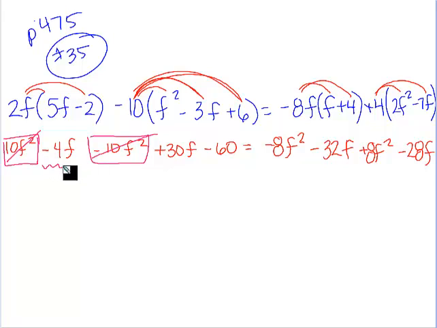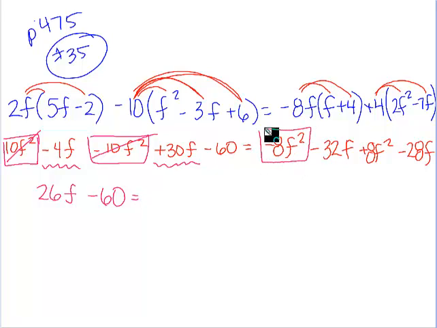Then we have a minus 4f plus the 30f. Those are also like terms. So what would that be? Good, 26f. And we have a minus 60, which does not have a like term, so we'll just leave it as the minus 60. Okay, on the right-hand side, start off here.